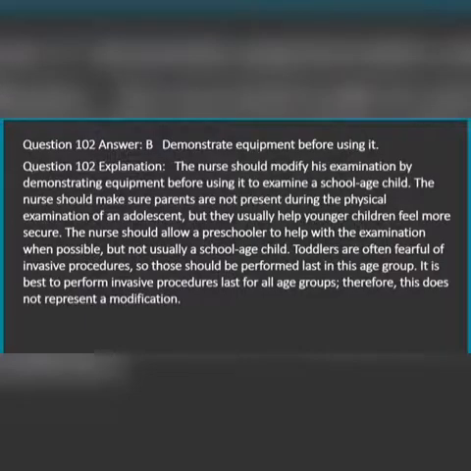Question 102 explanation. The nurse should modify his examination by demonstrating equipment before using it to examine a school-age child. The nurse should make sure parents are not present during the physical examination of an adolescent, but they usually help younger children feel more secure. The nurse should allow a preschooler to help with the examination when possible, but not usually a school-age child. Toddlers are often fearful of invasive procedures, so those should be performed last in this age group. It is best to perform invasive procedures last for all age groups, therefore, this does not represent a modification.